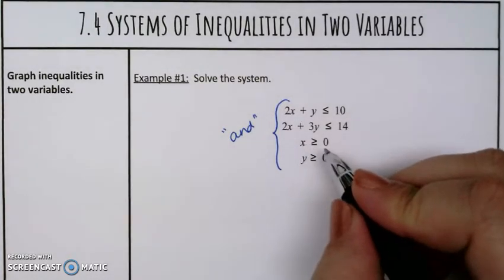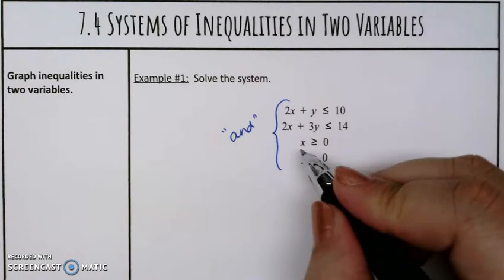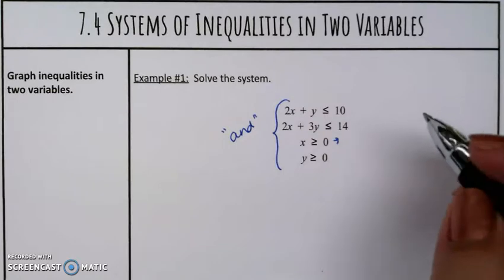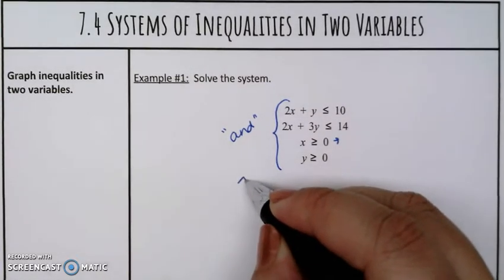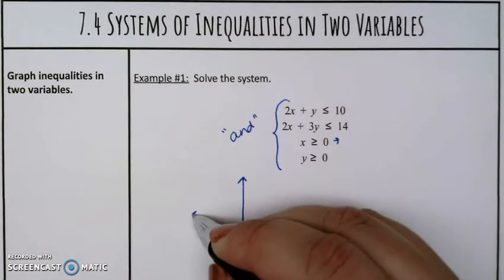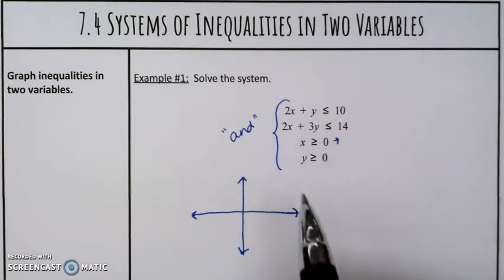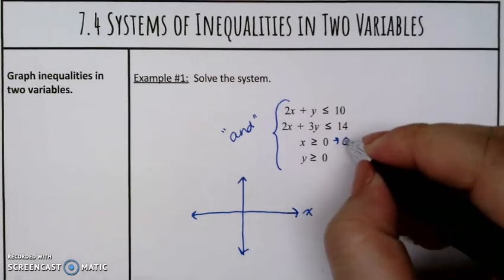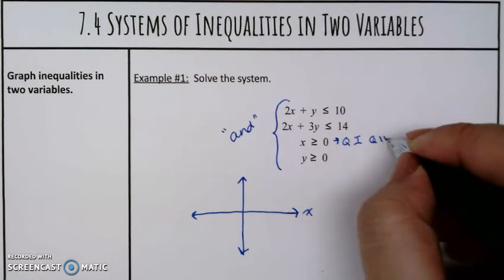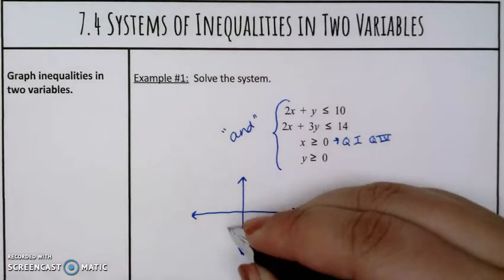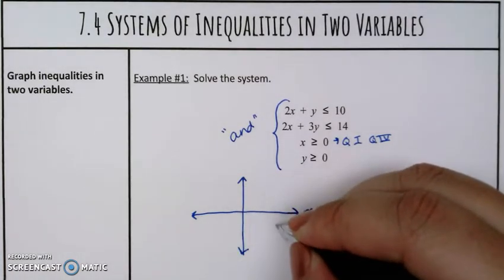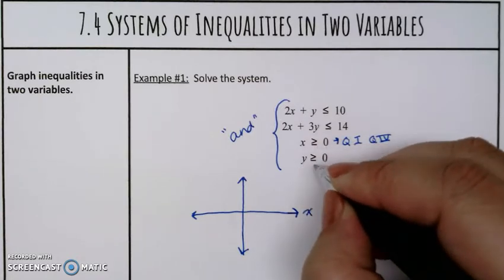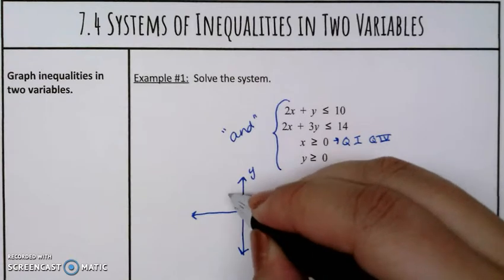If we're looking at x is greater than or equal to 0, what that tells me is I have to be where x values are positive. So if I sketch here a coordinate plane, my x values on my x-axis are positive in quadrants 1 and 4. Remember, 1, 2, 3, 4. So in quadrants 1 and 4, my x values are greater than or equal to 0. My y values are greater than or equal to 0 in quadrants 1 and 2.